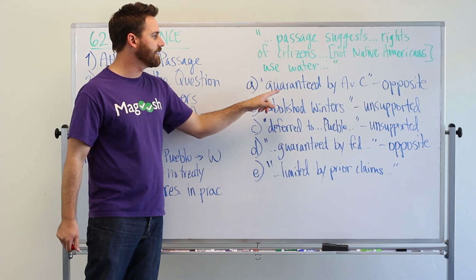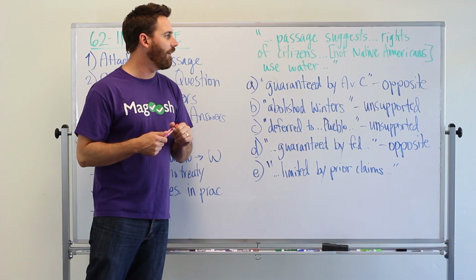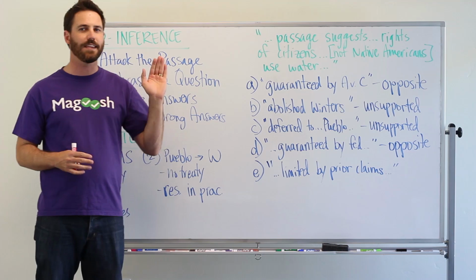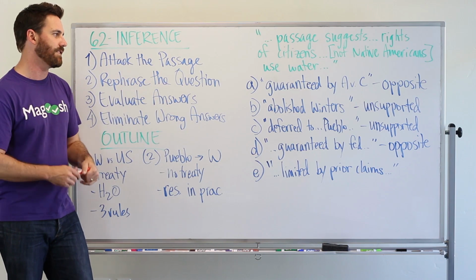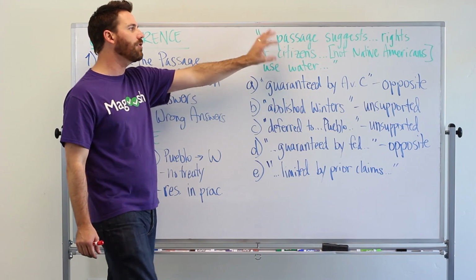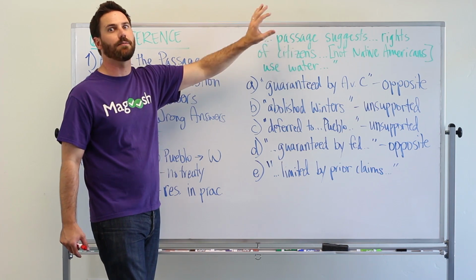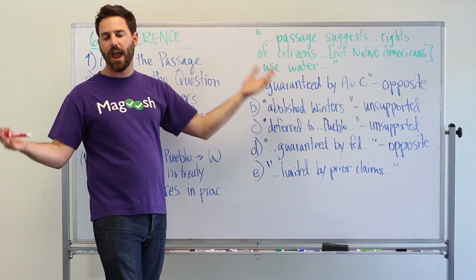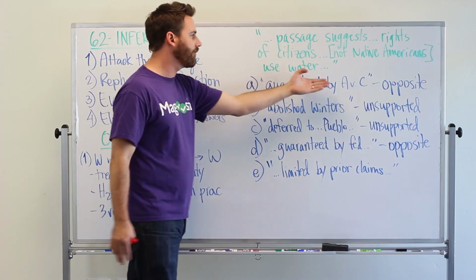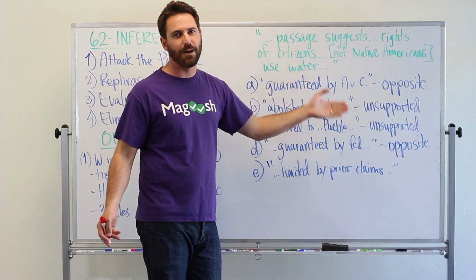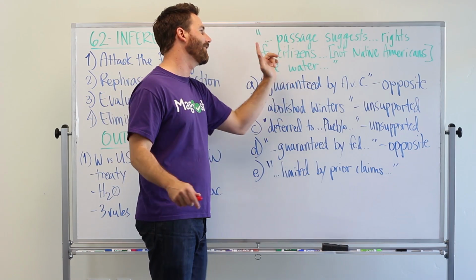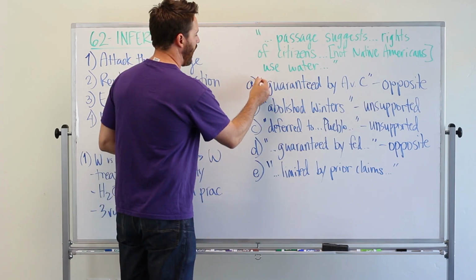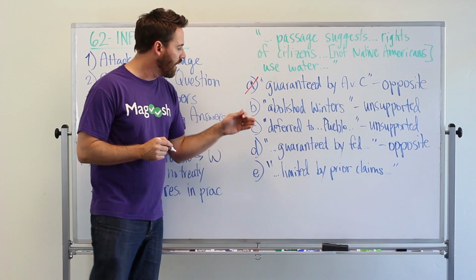So answer choice A says guaranteed by Arizona versus California, and this is the opposite of what the passage is saying, and this is a trap answer. If you don't quite understand the question, if you think they're talking about Native Americans, you're like, oh, Arizona versus California guarantees the water rights of Native Americans. And what we're looking for is other citizens, so we're going to eliminate A.